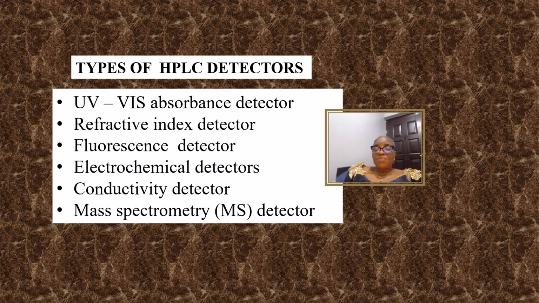The types of HPLC detectors: we have the UV-vis absorbance detector, the refractive index detector, the fluorescence detector, the electrochemical detector, the conductivity detector, and the mass spectrometry detector.